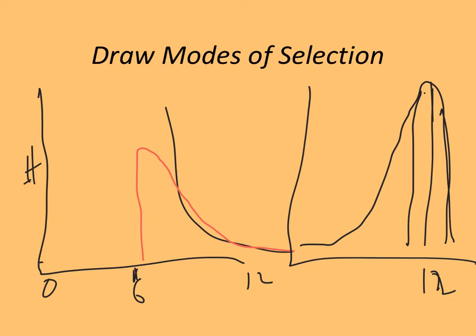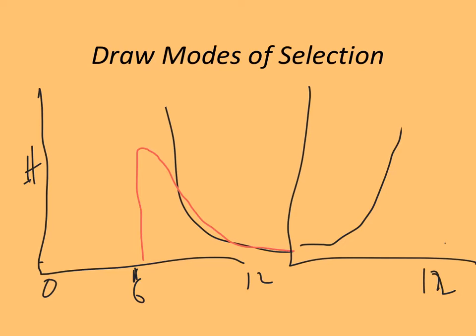Now, let's say the weather then got warm again. And you ended up with only this. And now the mean is at 5. What kind of selection is that? The same kind or different?